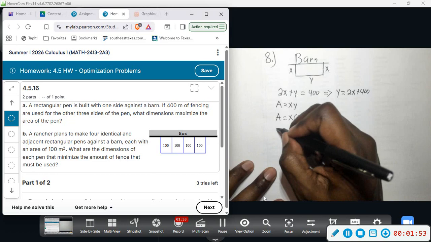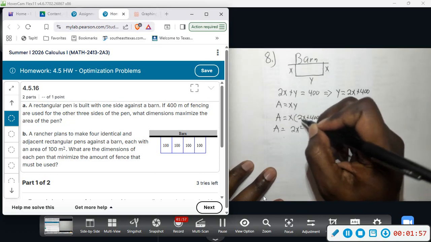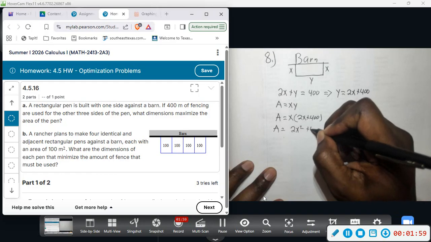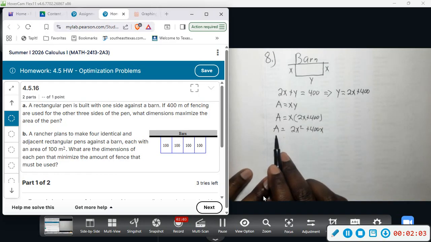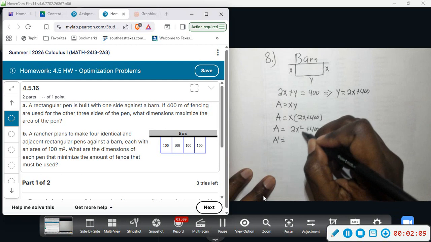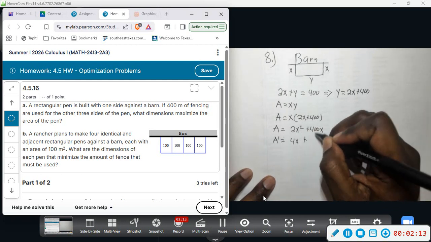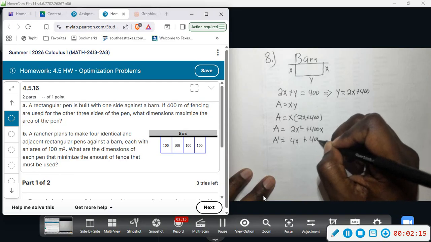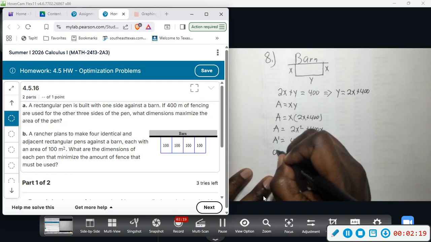And then we'll distribute: negative 2x squared plus 400x. We'll find the derivative because we want to find the maximum. So A prime would be equal to negative 4x plus 400 using the power rule. Set this equal to 0.